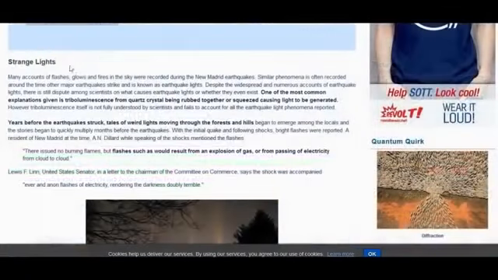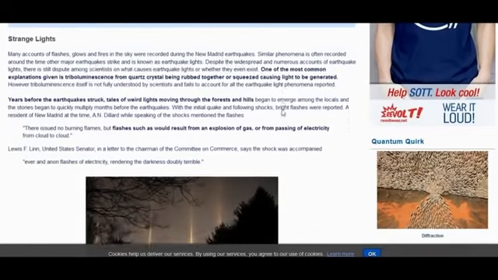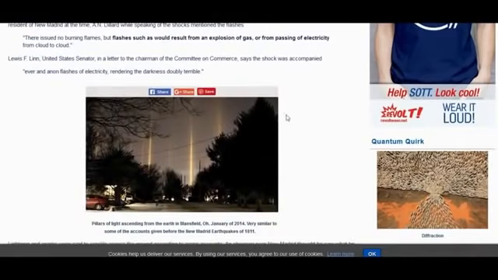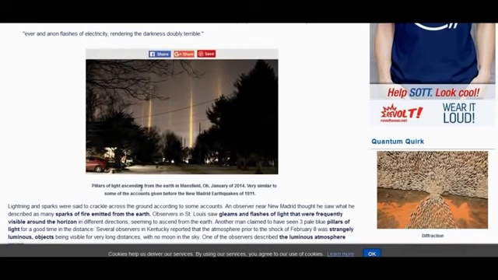There were also accounts of strange lights. Many accounts of flashes, glows, and fires in the sky were recorded during the New Madrid earthquakes. And this is an interesting picture. This is pillars of light ascending from the earth in Mansfield, Ohio in 2014. Very similar to some of the accounts given before the New Madrid earthquake of 1811. That is an interesting phenomenon right there.